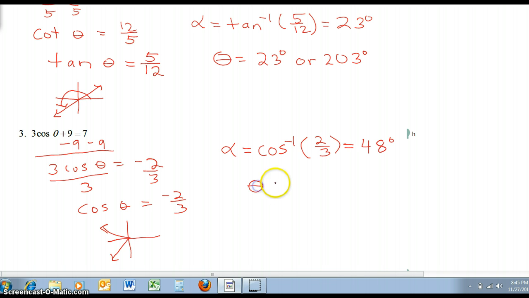So to actually find my theta now, I've got to go to the second quadrant. So if my reference angle here is 48, I've got to do 180 degrees minus 48, and I'm going to get 132 degrees. Or it might be in the third quadrant, and so to get that answer, I'm going to take 180 degrees plus the 48 degrees. So it could also possibly be 228 degrees.